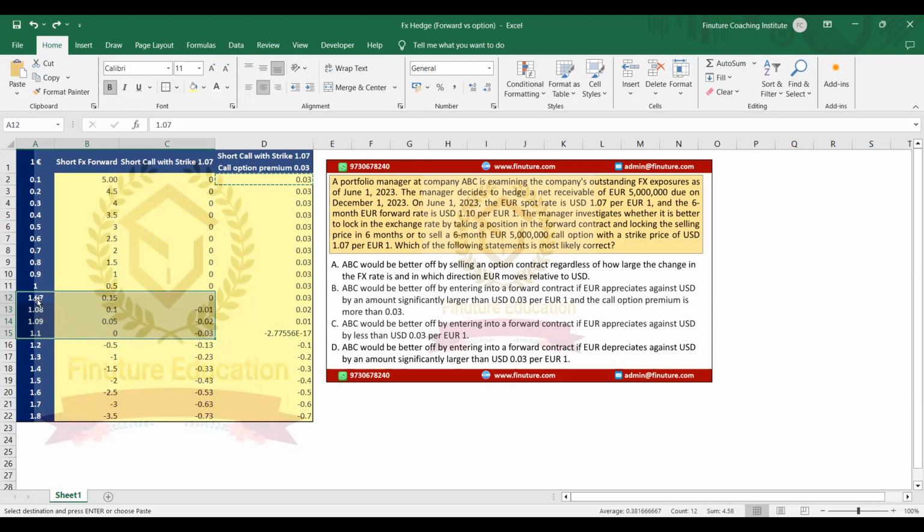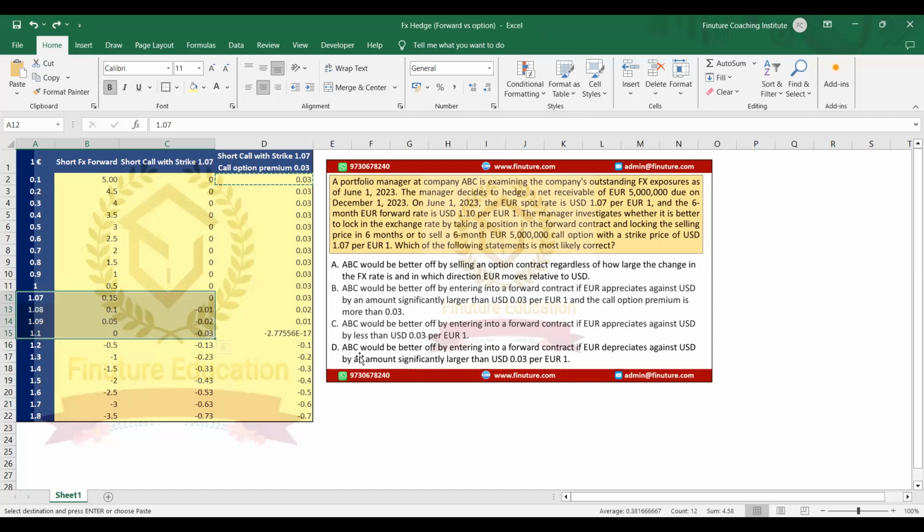But in this range, 1.07 to 1.1, if you are given the premium, then only can you comment. In this case, because you are not given premium information, you cannot evaluate option C. So option C is also not correct, because you need premium information to compare a forward and an option.